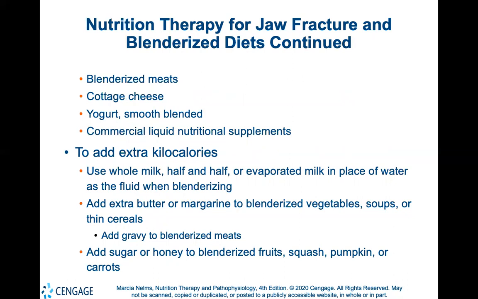Blenderized meats, cottage cheese, yogurt, smooth blended, and commercial liquid nutritional supplements can add protein. To add extra calories, you can use whole milk, half and half, or evaporated milk in place of water as the fluid when it's blenderized. Add extra butter or margarine to blenderized vegetables, soups, or thin cereals. You can add gravy to the blenderized meats. Add sugar or honey to blenderized fruit, squash, pumpkin, or carrots.